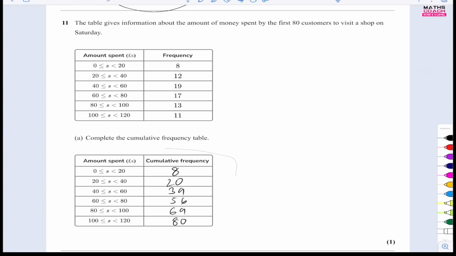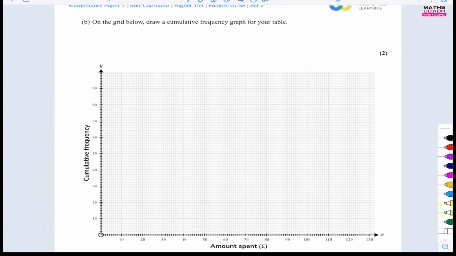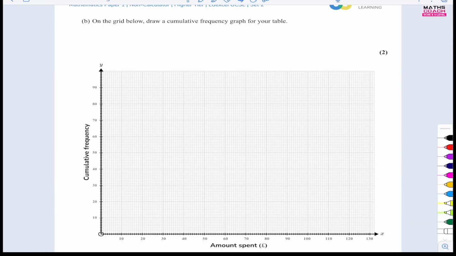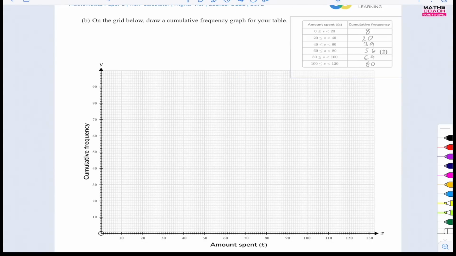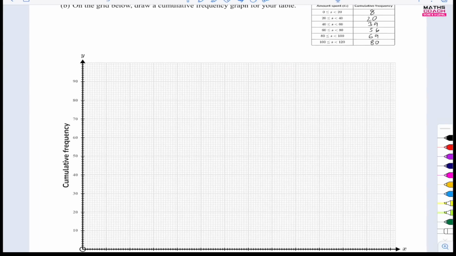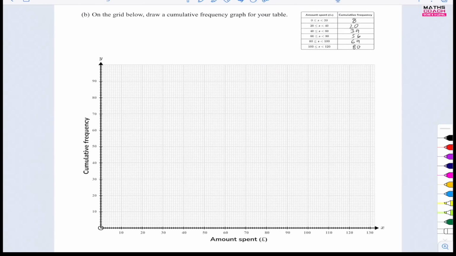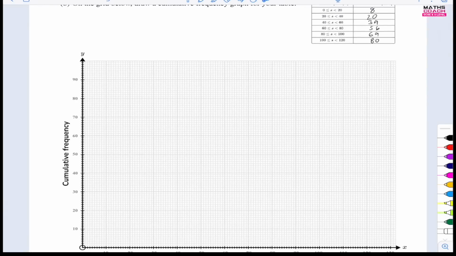Now we're going to probably need this, so I'm going to just quickly make a copy of that. And here it says on the grid below, draw a cumulative frequency graph for your table. So let's just paste that in there. So this is what we've done earlier. Okay, so I've just put that little table up at the top. I don't know how well you can see the bottom and the axis here. If you can see the markings, or hopefully you can, but I'll zoom in and out so you can see it. So where do we plot it?